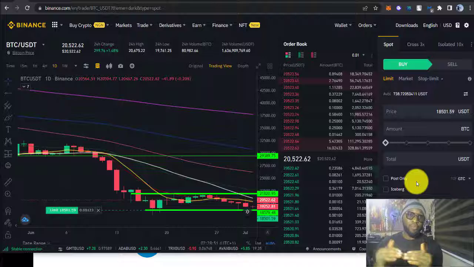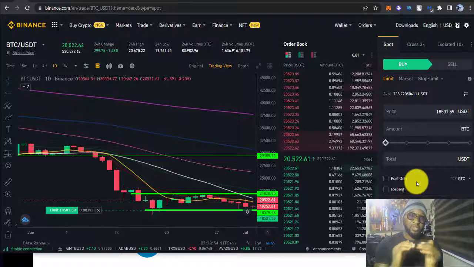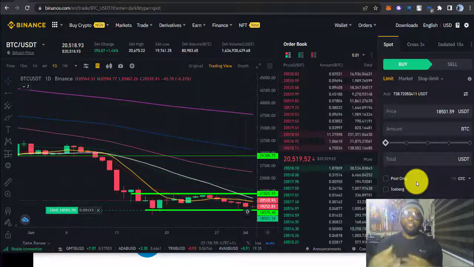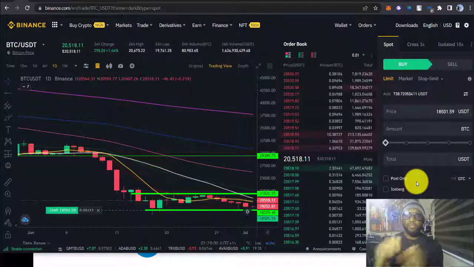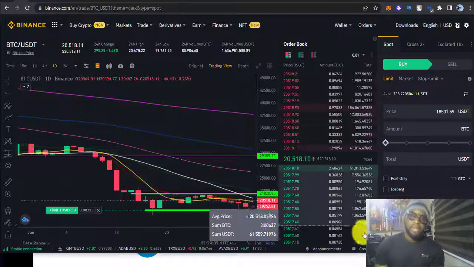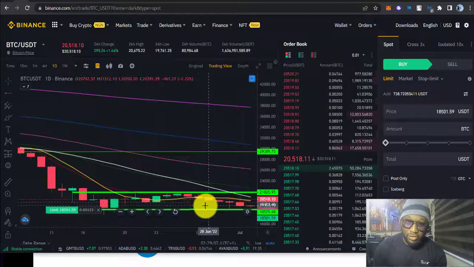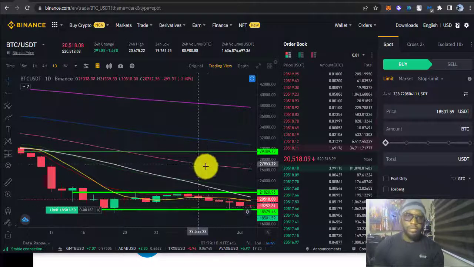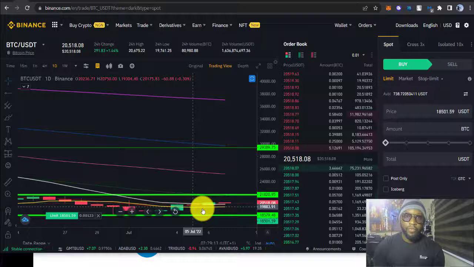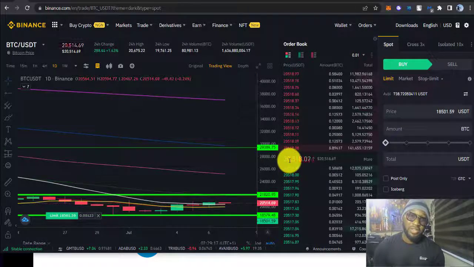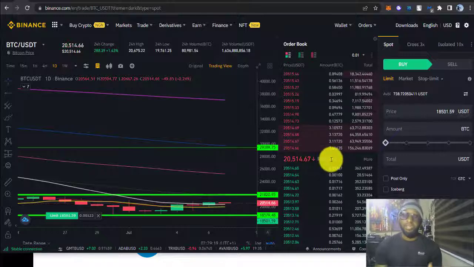Now, what do I mean by stop loss? I said you can use stop loss to either place an order or to stop you from losing more than what you should have lost in case you don't use it. Let's say I already bought Bitcoin at $20,000. I placed an entry at $20,000, and currently Bitcoin is trading at 20,514 thereabouts.